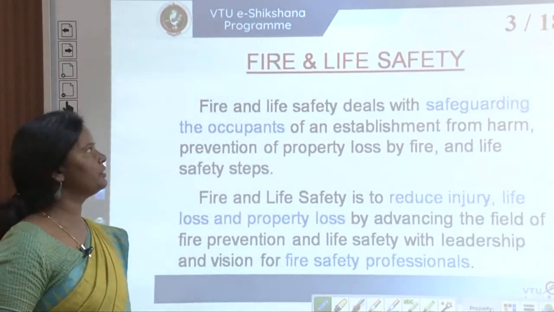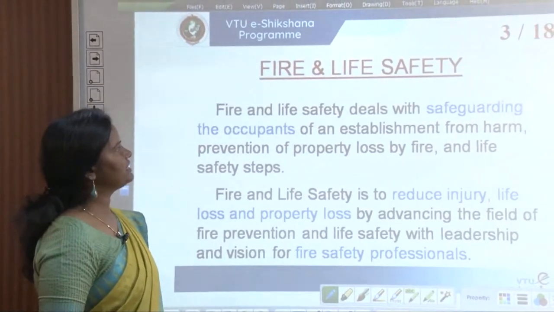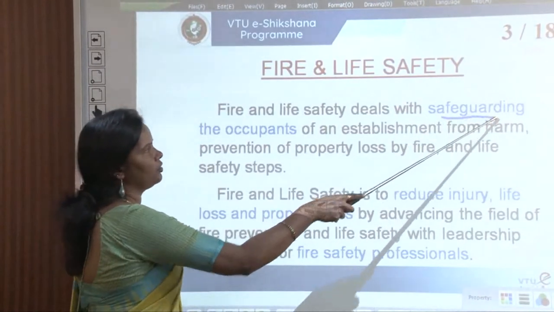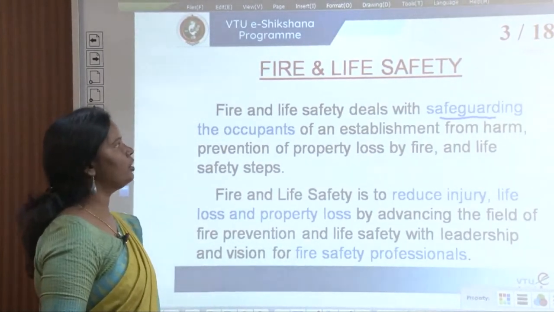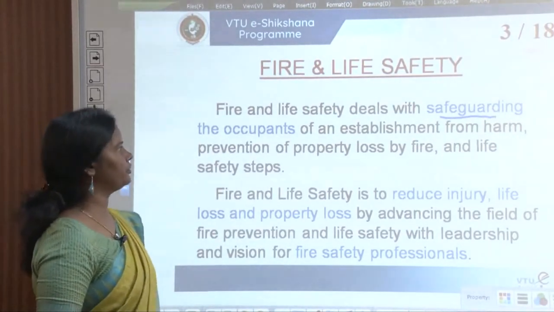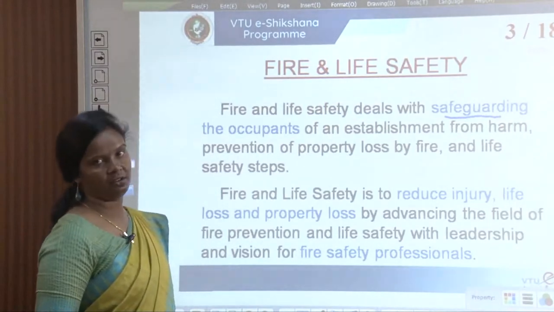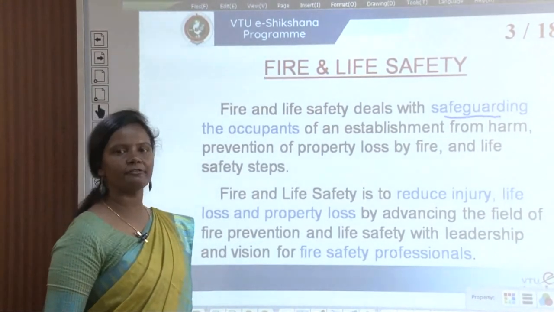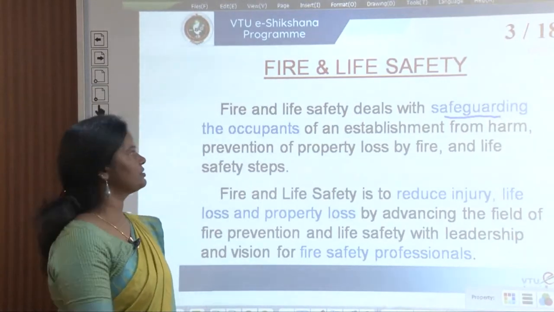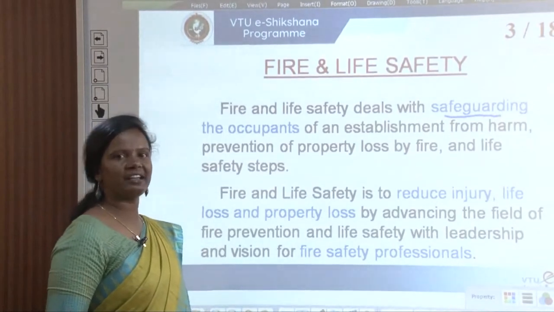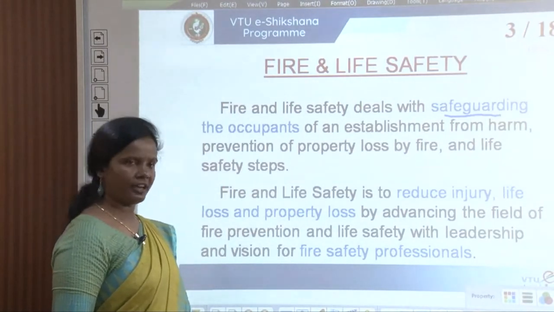Fire and life safety. Now we know that fire and life safety is very important for any type of structure. Fire and life safety deals with safeguarding the occupants. The main importance is given to safeguarding the occupants of the buildings or institutions or any settlements of an establishment from harm, and prevention of property loss by fire and life safety steps. Fire and life safety is to reduce injury, life loss and property loss by advancing the field of fire prevention and life safety with leadership and vision for fire safety professionals. So the main aim is first safeguarding the occupants and also reducing the injury, life loss, property loss, etc. in the event of fire.